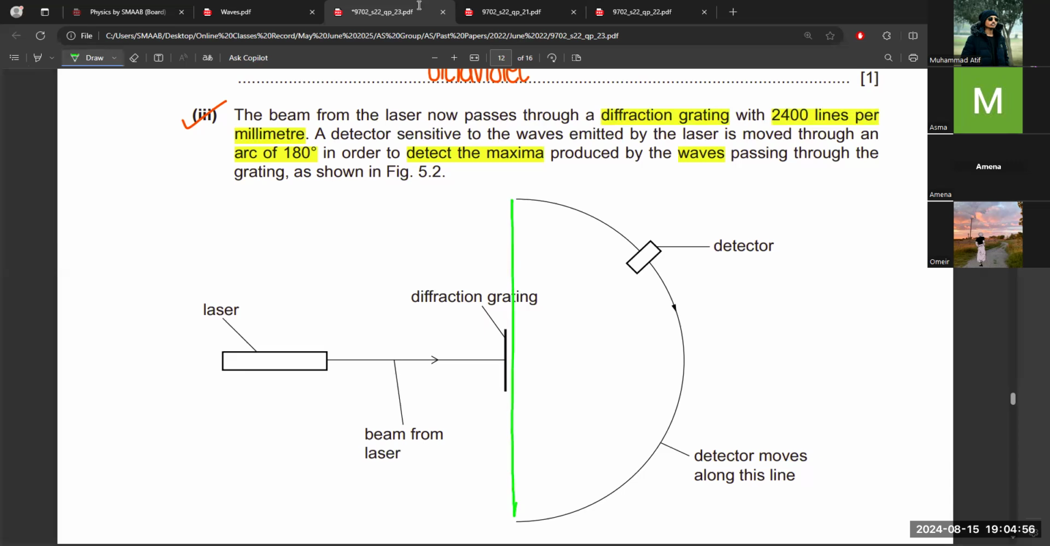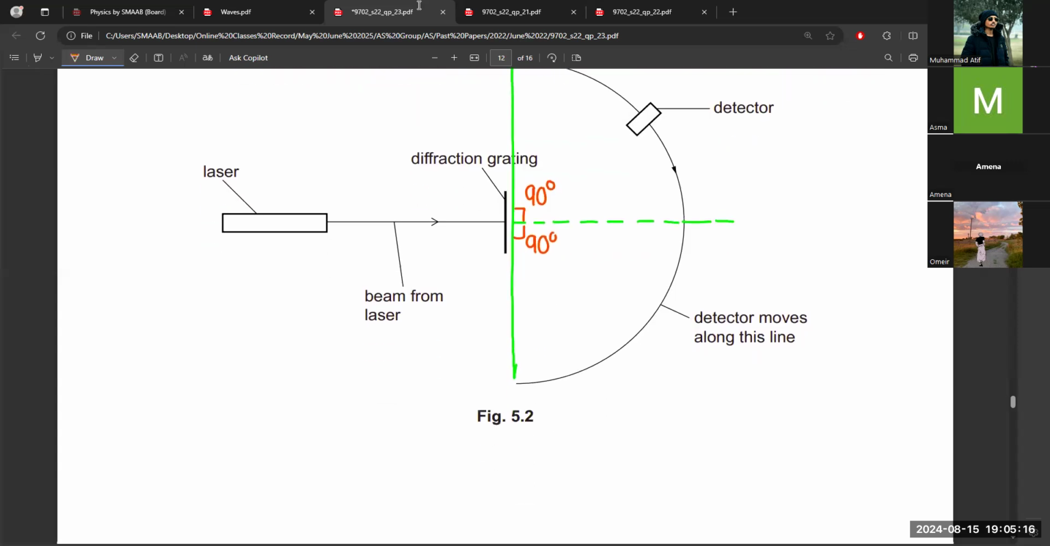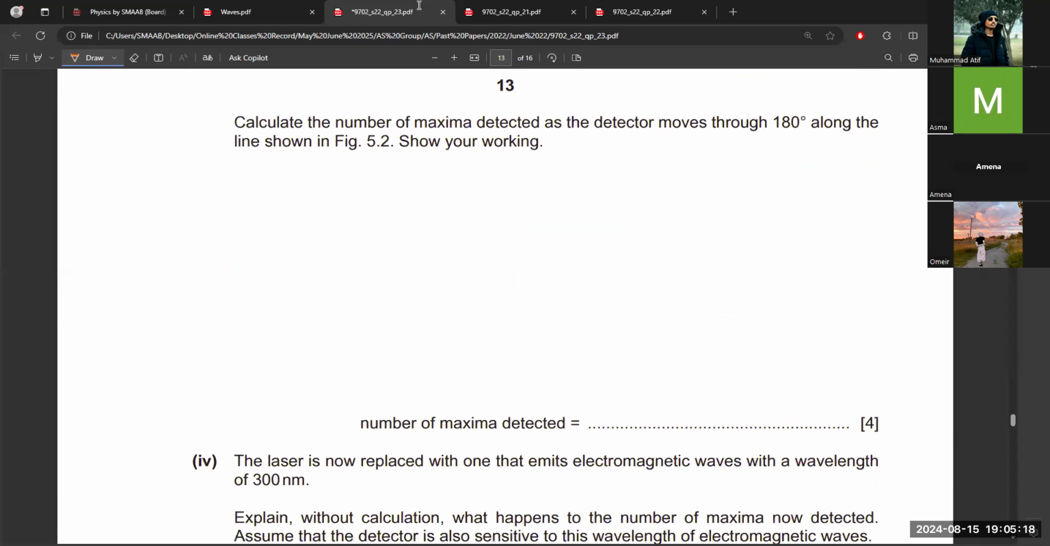This is one semicircle, and in this semicircle, if we take the reference from the center, 90 degrees on one side, 90 degrees on the other side. This is 90 degrees, this is also 90 degrees, so it gives you 180 degrees complete. Now we have to calculate the number of maxima detected. How many maxima will there be through 180 degrees along the lines shown in figure 5.2? Show your working also.